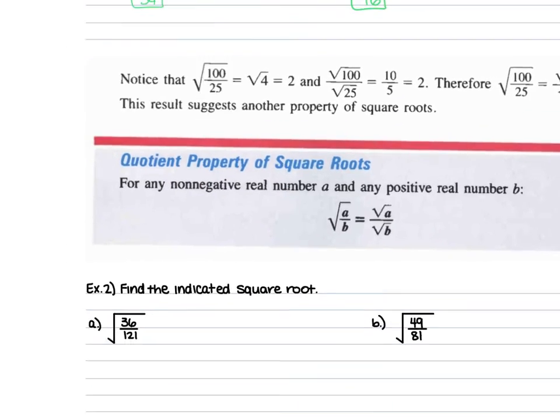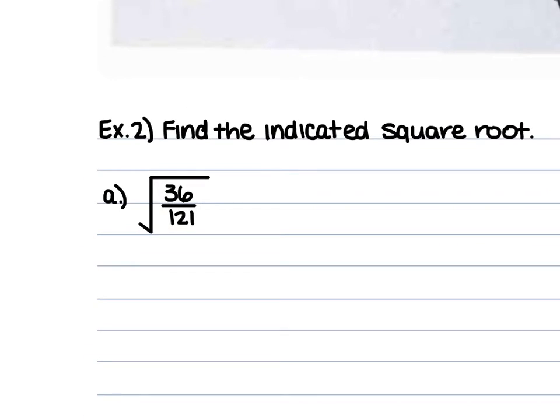For our next part, we are dealing with fractions with these. When we have fractions underneath that radical sign, we're taking the square root of both the top and the bottom numbers, so the numerator and the denominator. So if we look at A, we have the square root of 36 over 121. So this is the same thing as the square root of 36 over the square root of 121. The square root of 36 is 6. The square root of 121 is 11. So this is just 6 over 11.